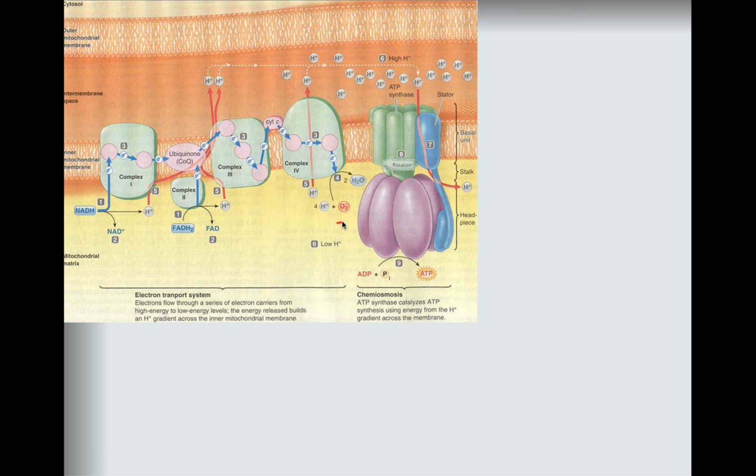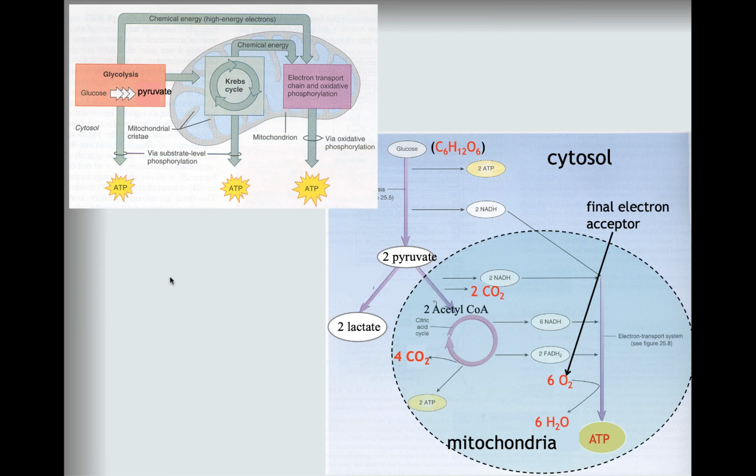There's our final electron acceptor. There are the protons getting pumped across. And then finally, oxidative phosphorylation. You can look that over on your own. We don't need to rehash that. Outer membrane, intermembrane space, inner membrane, and matrix. Okay. All right. And so again, redox reactions provide the energy to pump the protons across.